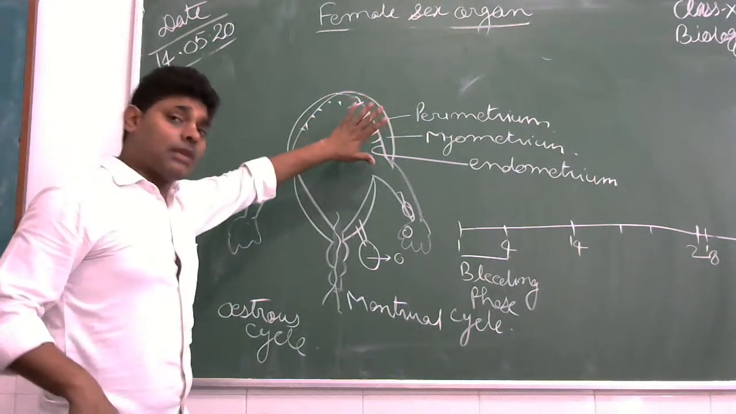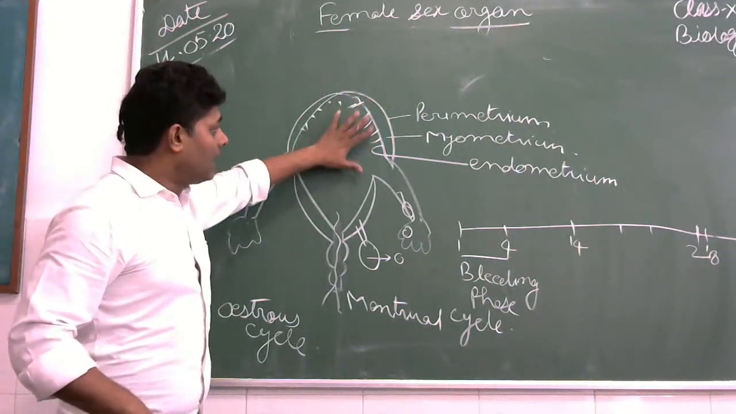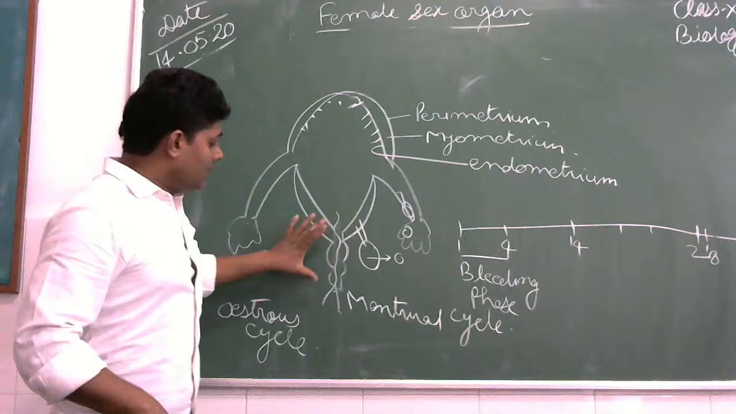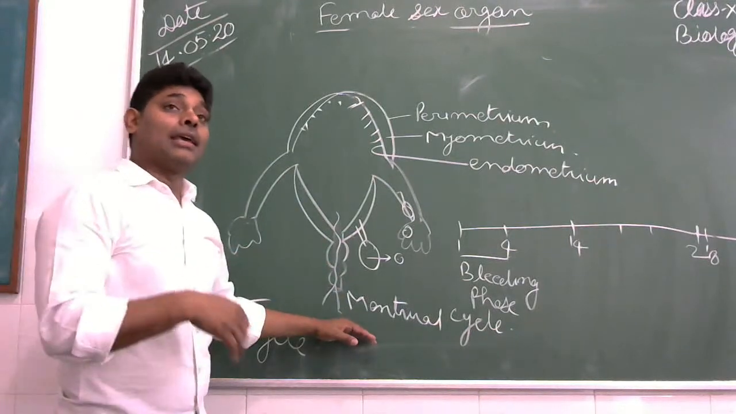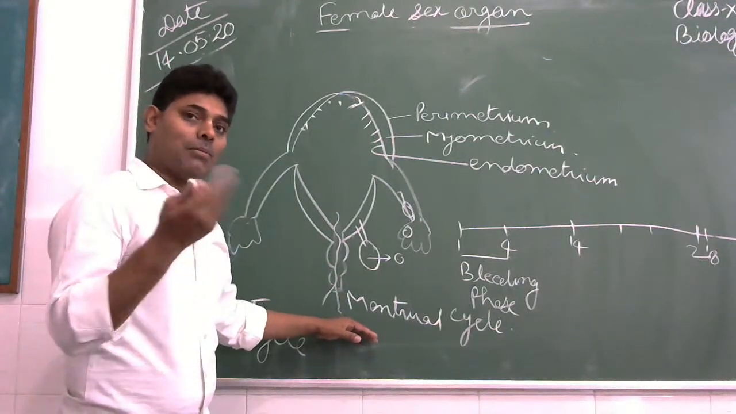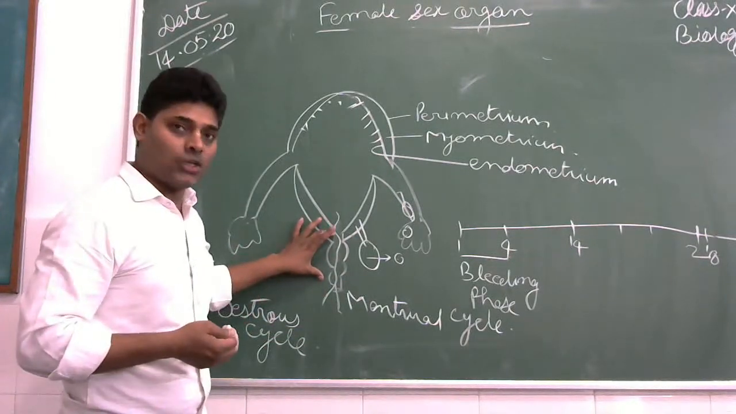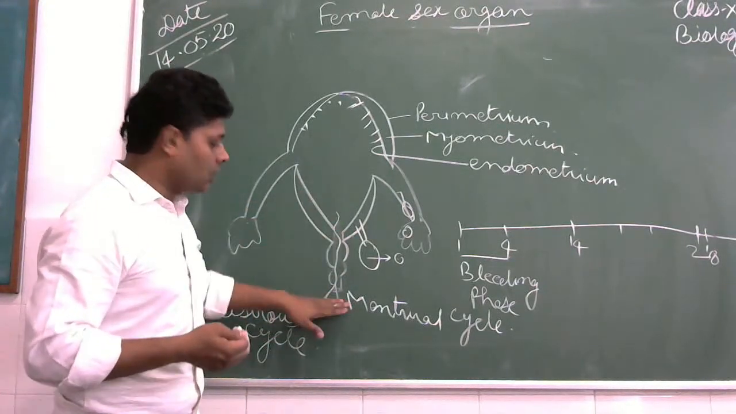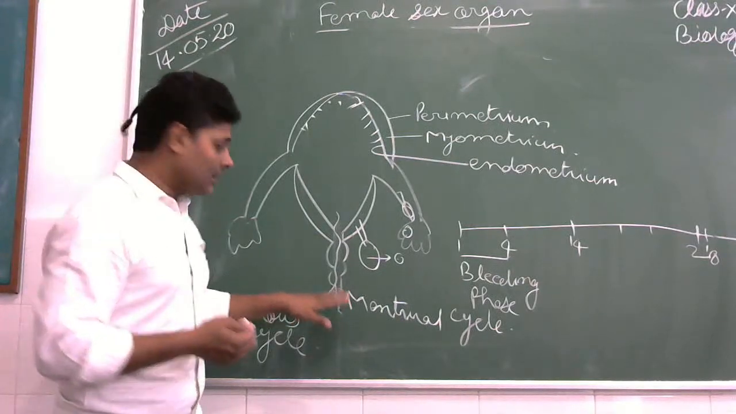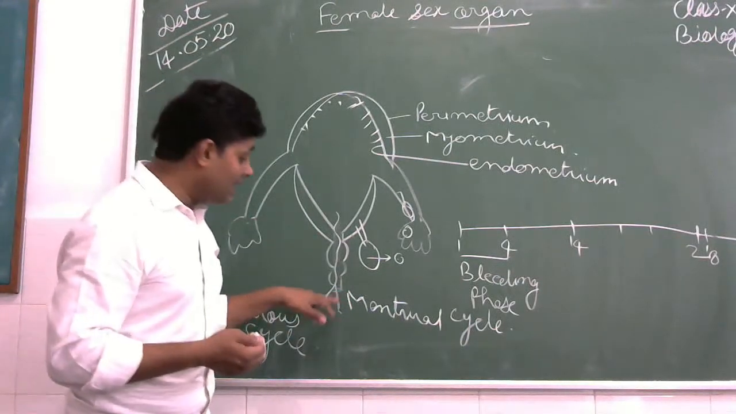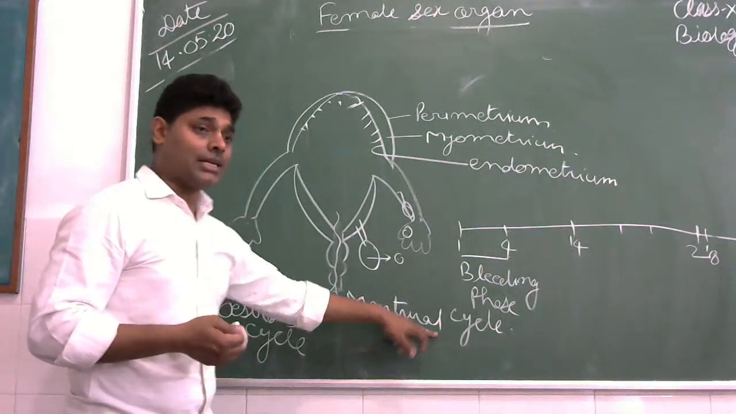When the endometrium ruptures, blood oozes out. In humans and monkeys, which have a short vaginal root, blood oozes out from the vaginal aperture. Thus, blood is visible, and it is known as the menstrual cycle.